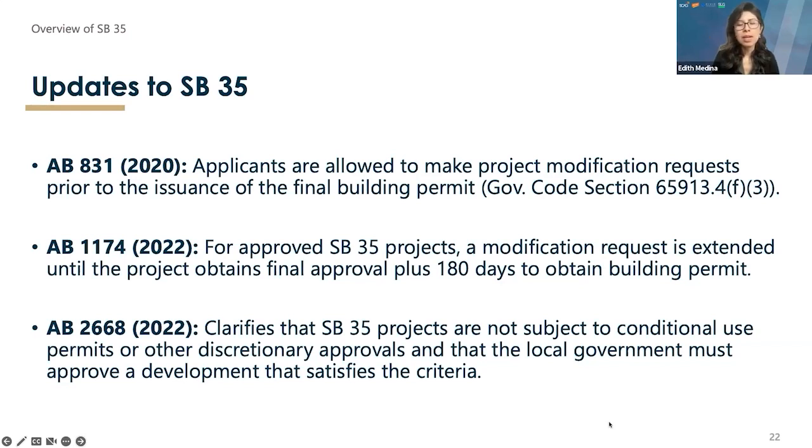Yeah. And the last bill listed here is AB 2668, also passed last year. It made a series of technical and clarifying changes to SB 35: that SB 35 is not subject to conditional use permits or other discretionary approvals, and that the local government must approve as long as the project satisfies the criteria. An agency cannot find a project inconsistent with applicable standards on the grounds that applicable materials were not included.